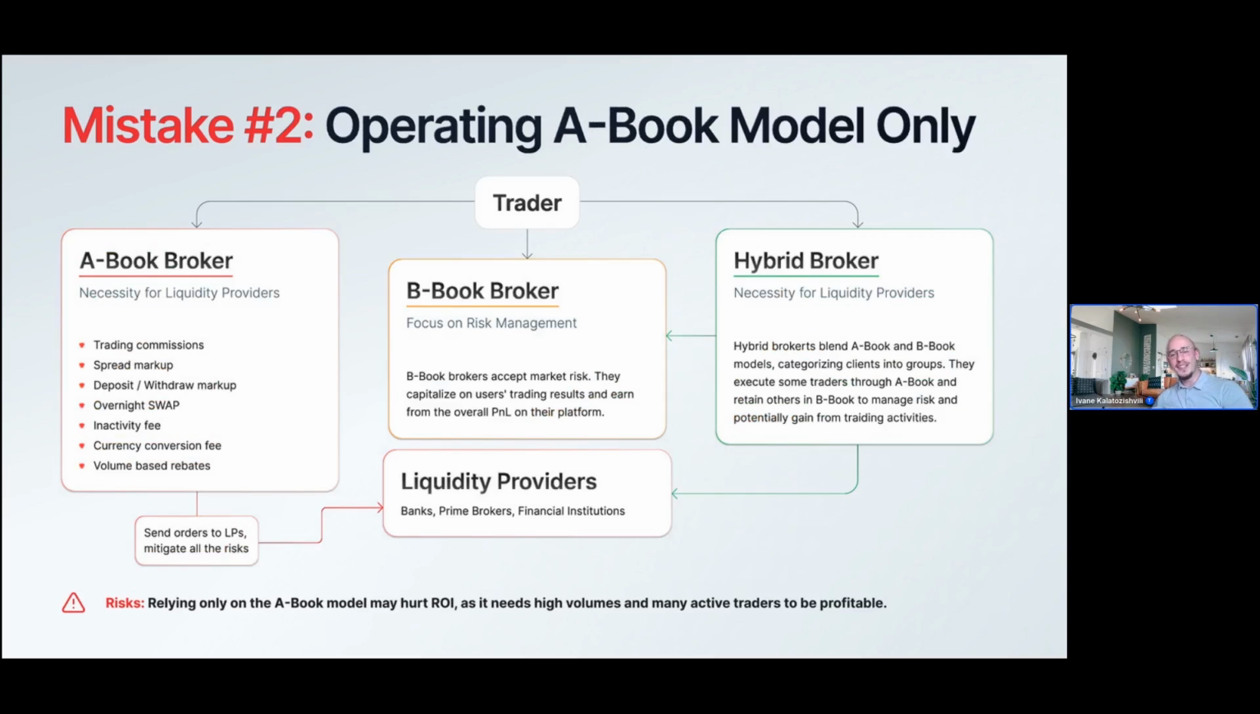Okay, now, operating in an A-book model only. Why could that be a mistake, and what is actually an A-book model? An A-book model is essentially a model where you open a broker and you are acting as an intermediary between the users and liquidity providers. What does that mean? Let's say I have a platform. I know how to market my platform. I'm attracting the users. I got the users in my hand, and they are trading on my platform, opening positions. But actually, what I'm doing on the back end is that I'm not actually handling those trades.